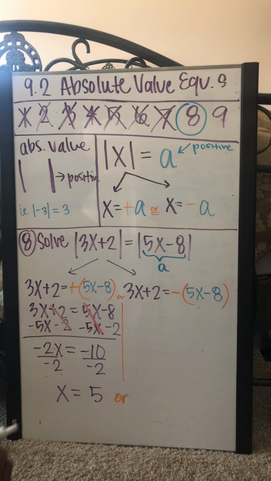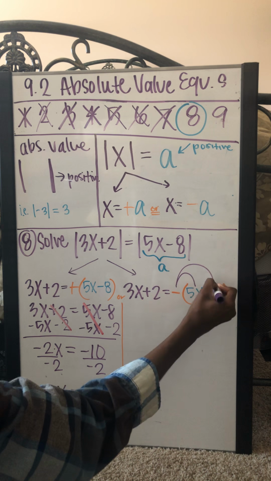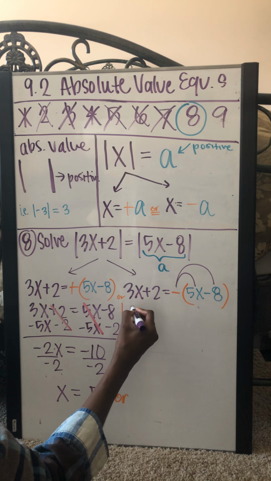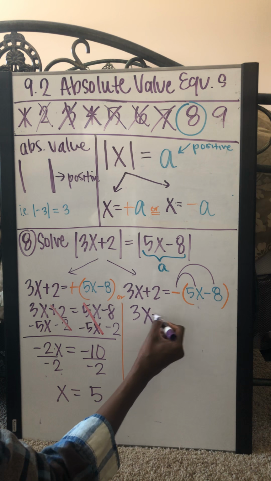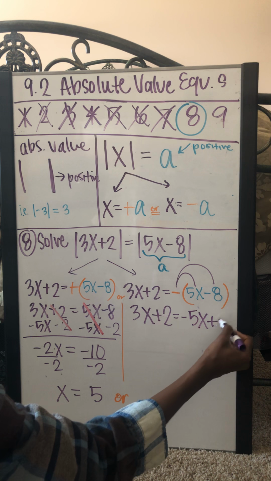So we do the same thing. So to get rid of parentheses, we check our power, then we distribute. Remember, this negative is going to go to all of our parts. Pluses and minuses separate your parts. So we have 5x and the negative 8. So here we'll get negative 5x plus 8.